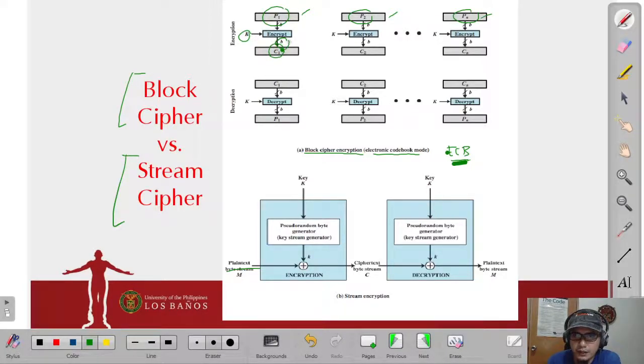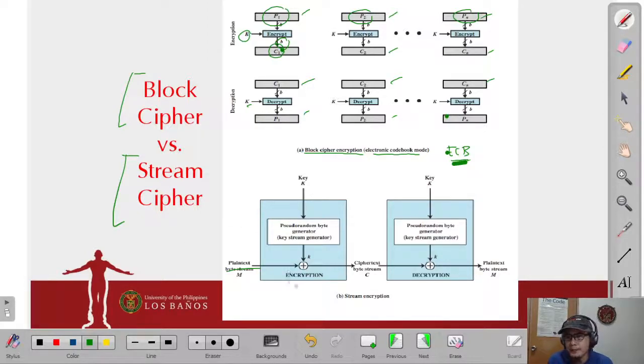So B here is the block size. In the case of DES, this is 64 bits, and you get n blocks of ciphertext, which can then be concatenated to form the final ciphertext. For the decryption process, it's just the opposite. You are given the different blocks of the ciphertext, then you perform the decryption algorithm using the key, and you get the plain text, and then you concatenate them, and you get the original plain text.